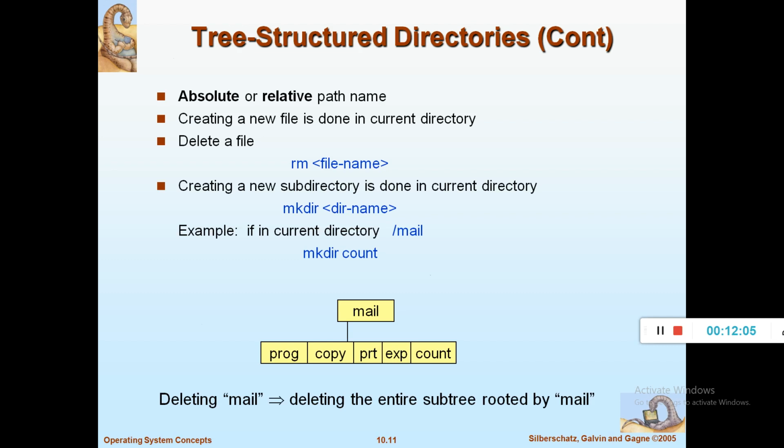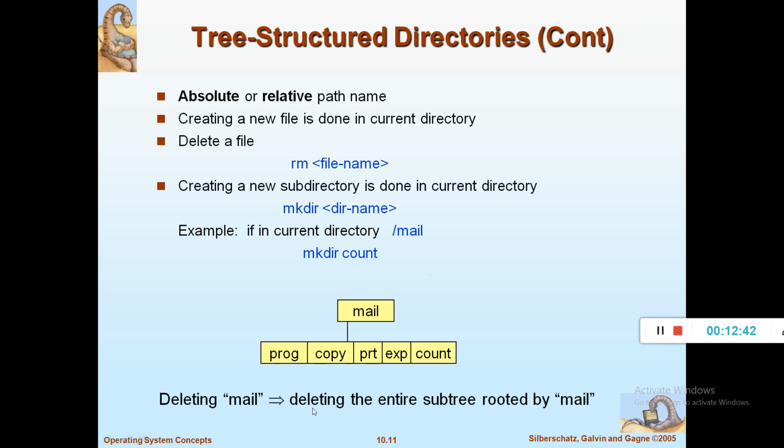Continuing here, there are two different path names we are using: absolute path name and relative path name. For example, creating a new file is done in the current directory. Deleting a file we can carry out. If you want to delete a file, you use the command rm followed by the file name. Creating a new subdirectory is done in the current directory by using the mkdir command followed by the directory name. For example, if in current directory slash mail, mkdir count, it is created here. Under mail we have created another subdirectory called count here.